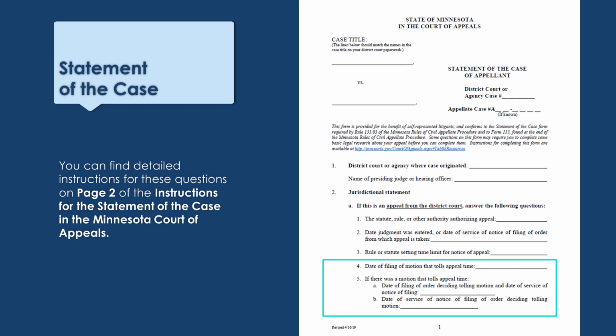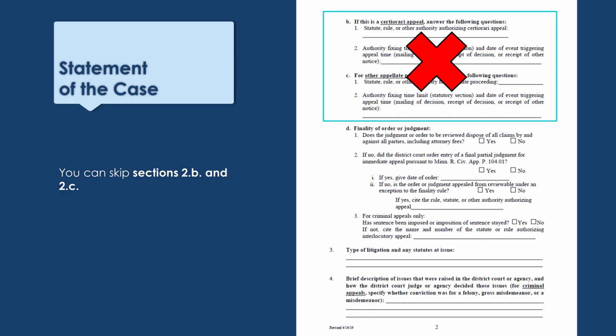Questions 2A4 and 2A5 will only apply if there have been motions filed in your case since the court issued its decision. If there have not been any motions filed, you can skip these questions. If there have been, you will need to do some legal research to see if they are motions that toll or temporarily extend your deadline for appeal. You can find additional information about this question on page 2 of the instructions. You can skip over sections 2B and 2C.